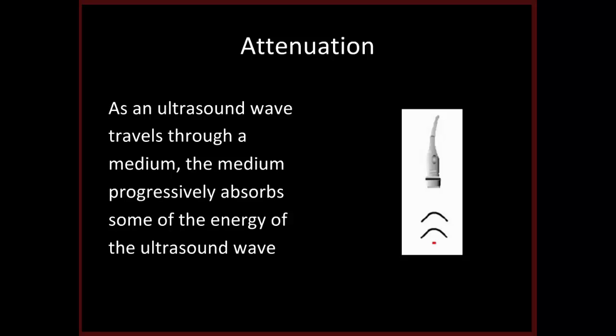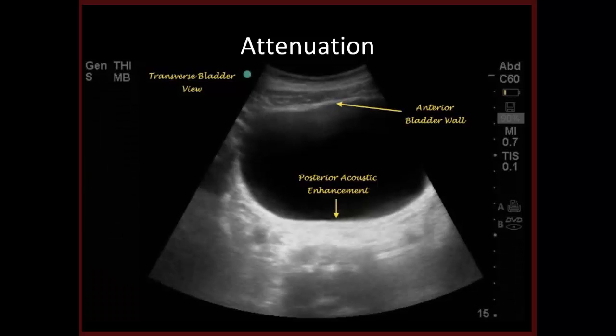The ultrasound beam is attenuated in tissues at a rate of about 1 decibel per centimeter. Attenuation in fluid is actually much less, and that results in a phenomenon called posteroacoustic enhancement, which you can see distal to fluid-filled structures like, for instance, the urinary bladder or an ovarian cyst.